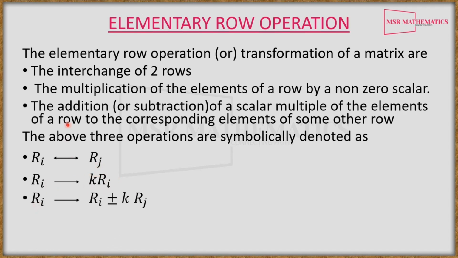The third property is the addition or subtraction of a scalar multiple of the elements of a row to the corresponding elements of some other row. This is symbolically written as Ri is written as Ri plus or minus k into Rj. We can add or subtract any scalar multiples to the rows. So this is about elementary row operations.